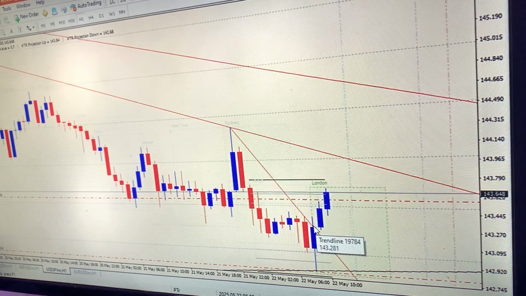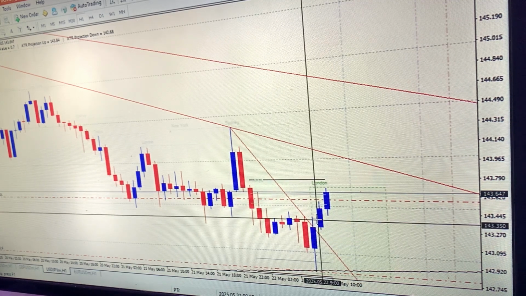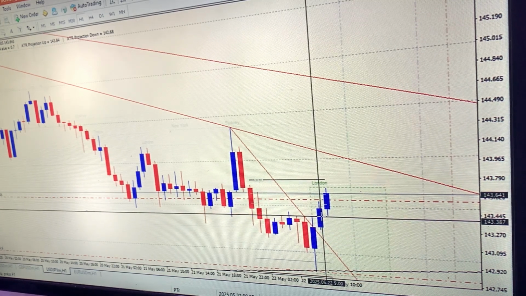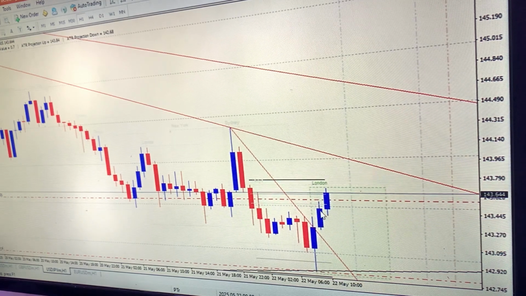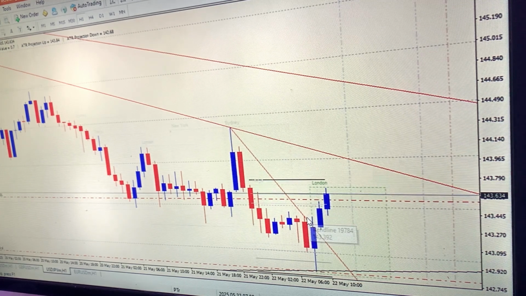I should have actually, this is where my entry should have been, here at 143.387, right? That's where my entry should have been, but I had to wait one more candlestick, which is this one, before I entered. So I entered at the close of this candlestick and at the high of this candlestick, right? Anyways, that's basically what made me reverse this trade.